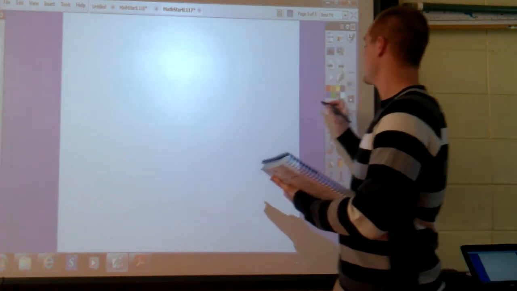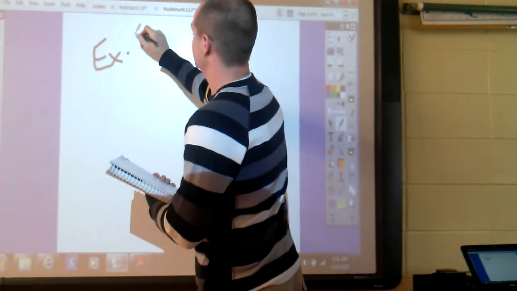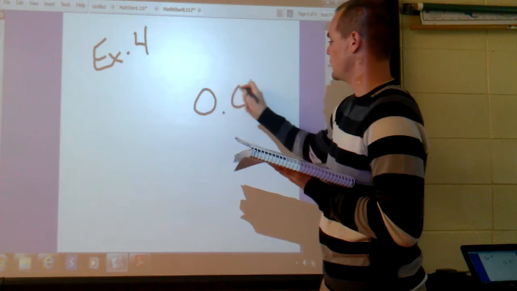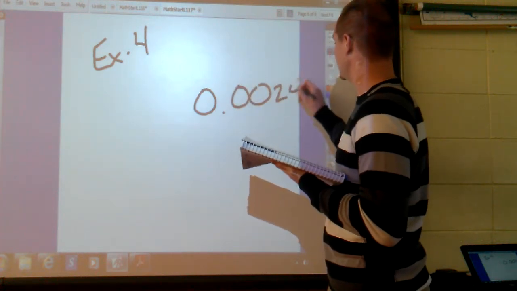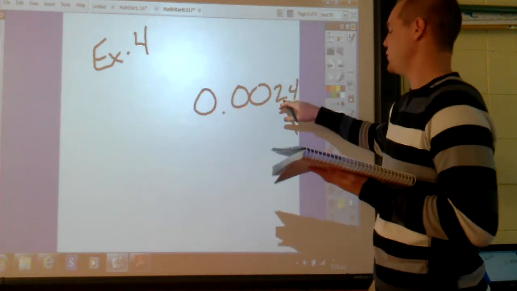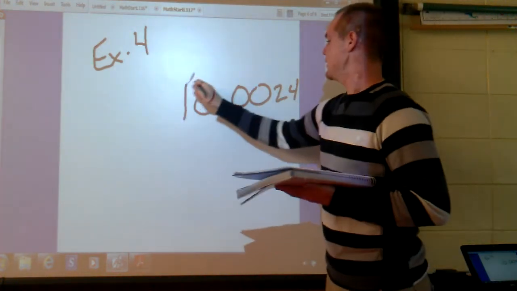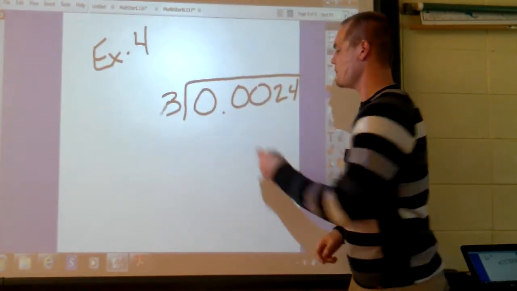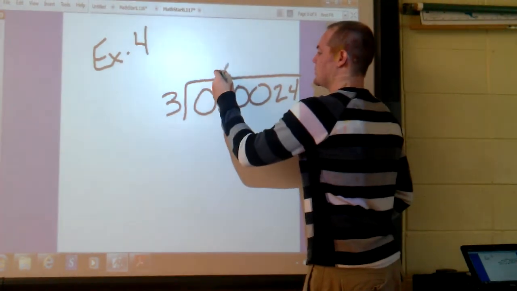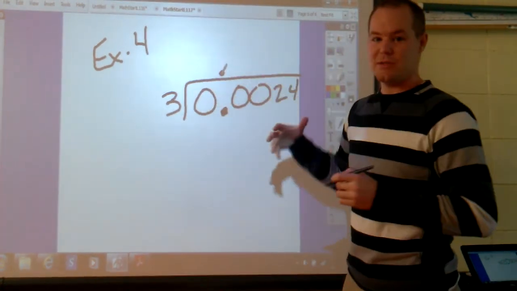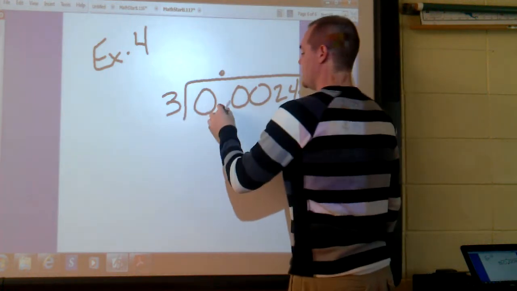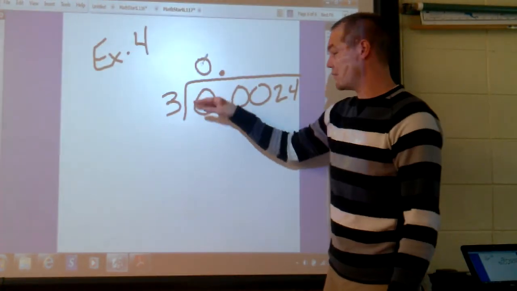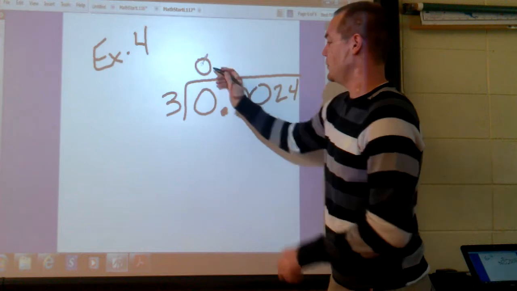Okay, they do give us another example, example 4. For example 4, we're dividing 0.0024, or 0 and 24 ten-thousandths, divided by 3. Okay? I'm going to bring my decimal point straight up and make sure I put zeros wherever I need to represent the place value. 3 goes into 0, 0 times. And I know that 0 times 3 is 0. I know that if I subtract 0 from 0, I'll get 0. So I'm not even going to multiply over here.